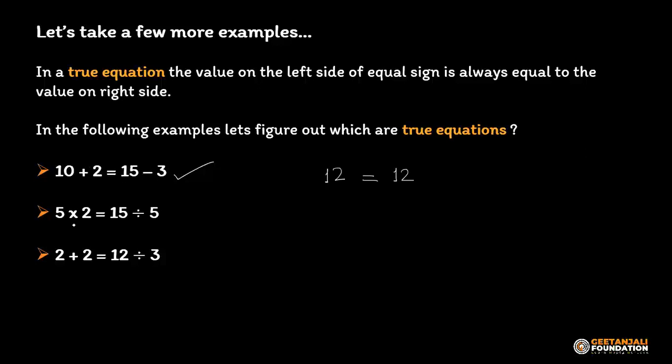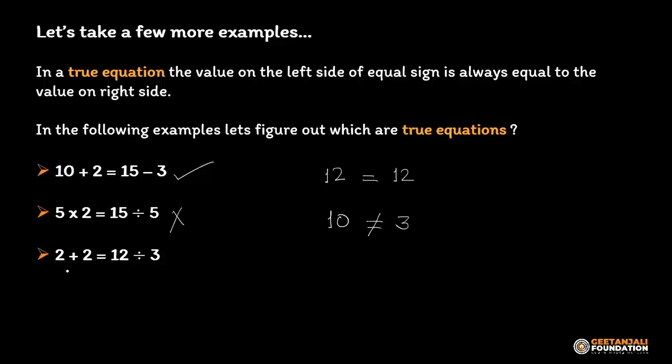Now the second example, on the left side you can see 5 times 2. 5 times 2 gives you 10. And on the right side it is 15 divided by 5. When you divide 15 by 5, you get 3. So on the left side it is 10, on the right side it is 3. It means these values are not equal. So this is not a true equation.